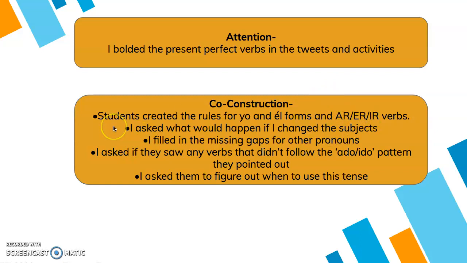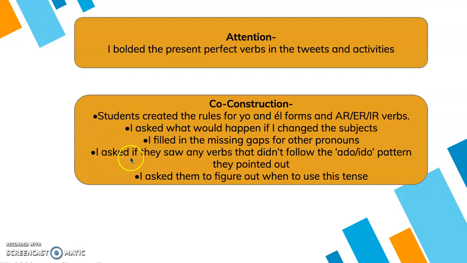So I asked them, well, what do you think would happen if I changed subjects? And they were able to put together, well, usually, I know yo, I know él and ella, usually the tú form is just an S, right? And they can figure those sorts of things out. During those co-constructions, I asked them, oh, are there any irregular verbs you noticed? Okay. And then once we got through all that, they were able to point out, oh, this goes with ado, this goes with ido. They were able to point out yo forms. They were able to point out a lot of different things from this, and I filled in any gaps that they had. So there was no nosotros form in there, so I just filled that one in for them.